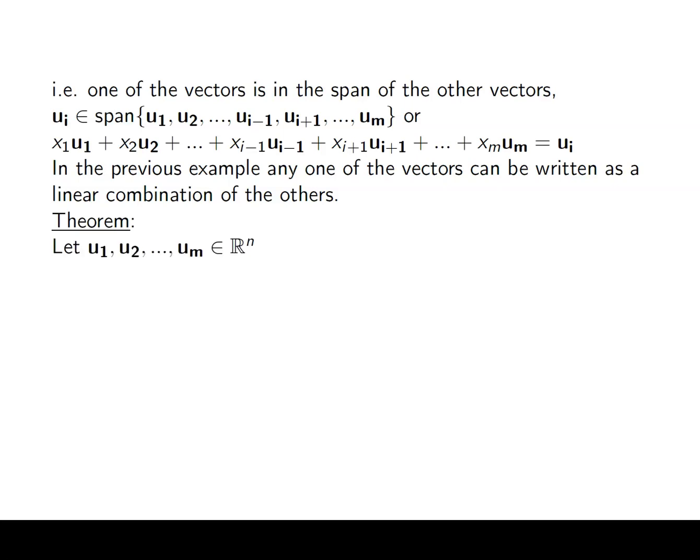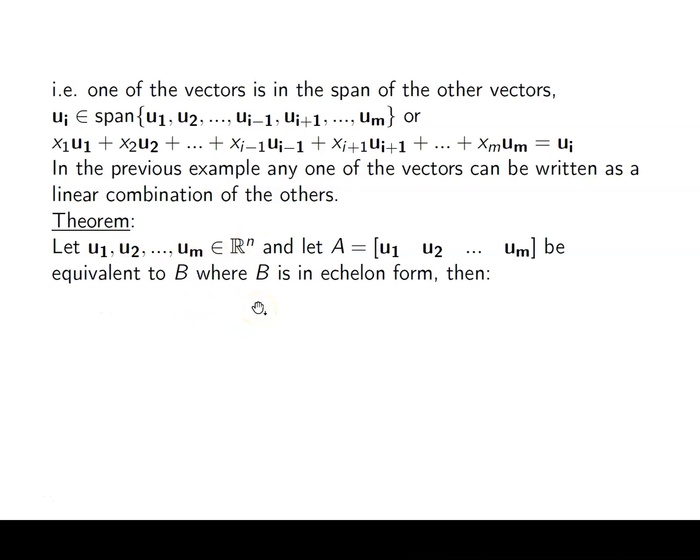Theorem. Let u1, u2, up to um be vectors in Rn. So again, I have m vectors, and each of these m vectors has n components. And let's make a matrix out of these. So I have column vectors: the first column vector is u1, the second column vector is u2, all the way to um. Let this be A.